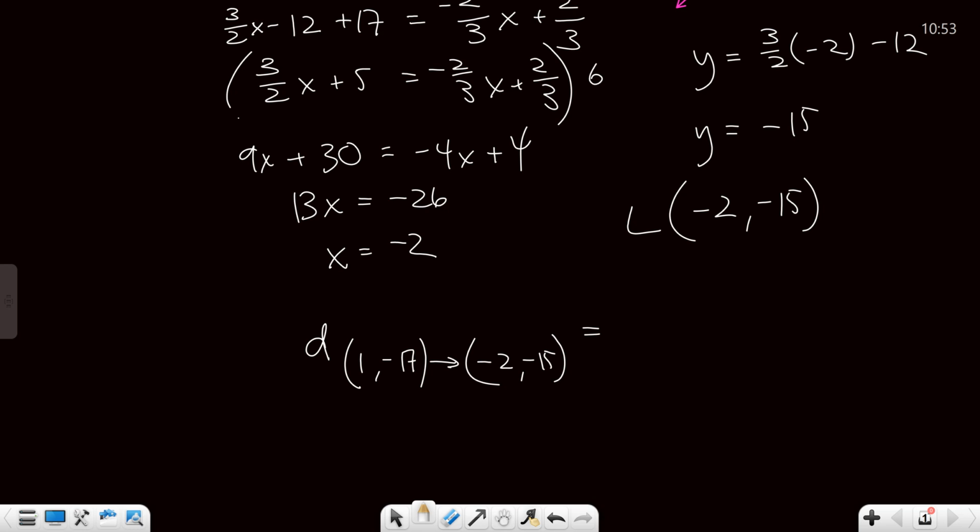Now, what does that mean? You're telling me I use my calculator to find the distance between the point 1, -17, and -2, -15. If numbers just magically appear out of nowhere, I don't know what distance you calculated. So I'm going to expect you to list the points that you found the distance between. And that answer is? Let's go with 13 or 3.61.